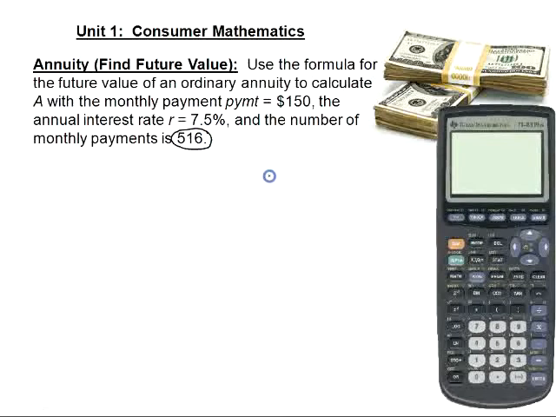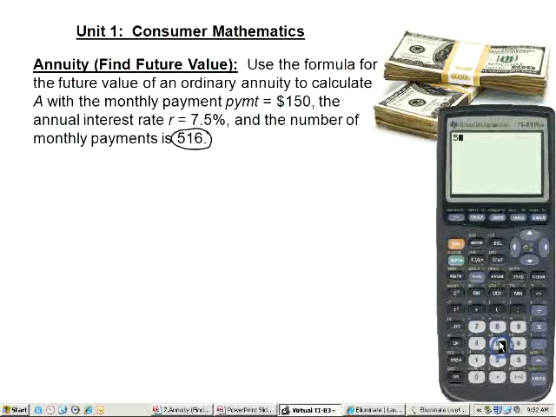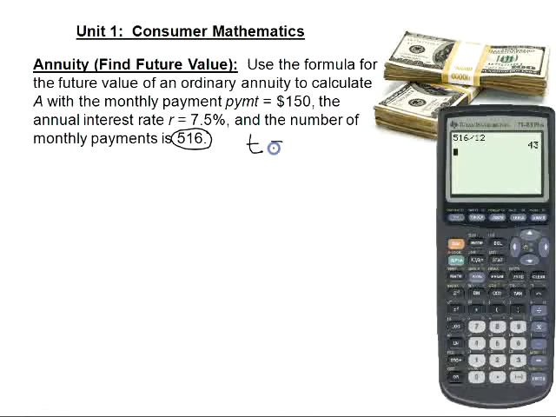Well, I'm going to figure out how many years this is, because the way we've been talking and using the formula, t has been our time in years. So 516 monthly payments divided by 12 months means that this person is going to be investing in this annuity for 43 years. Now let's see how much money they'll have at the end of these 43 years.